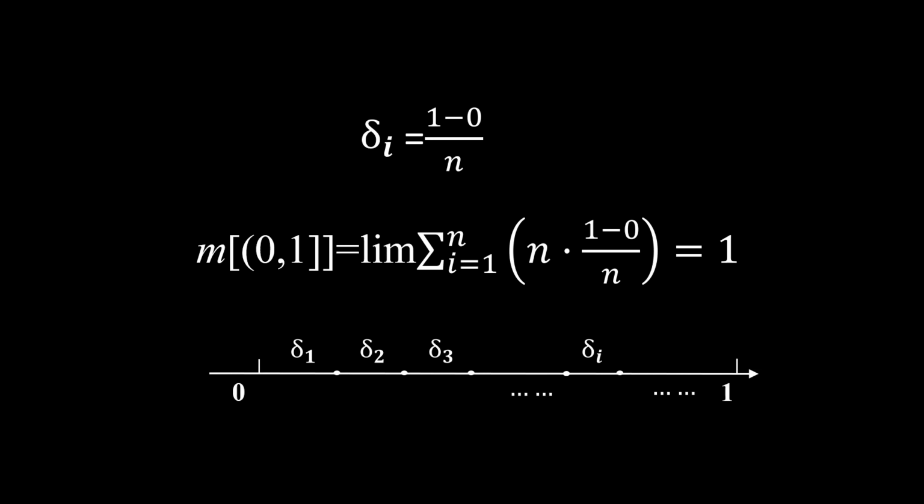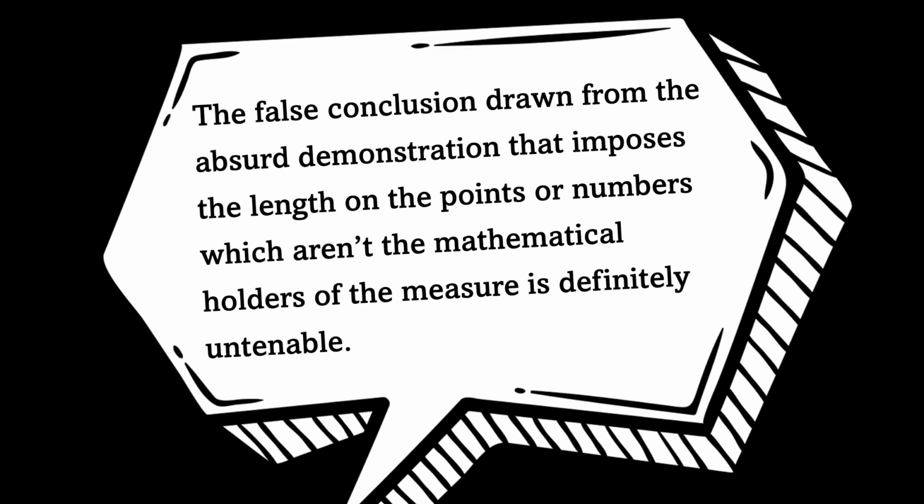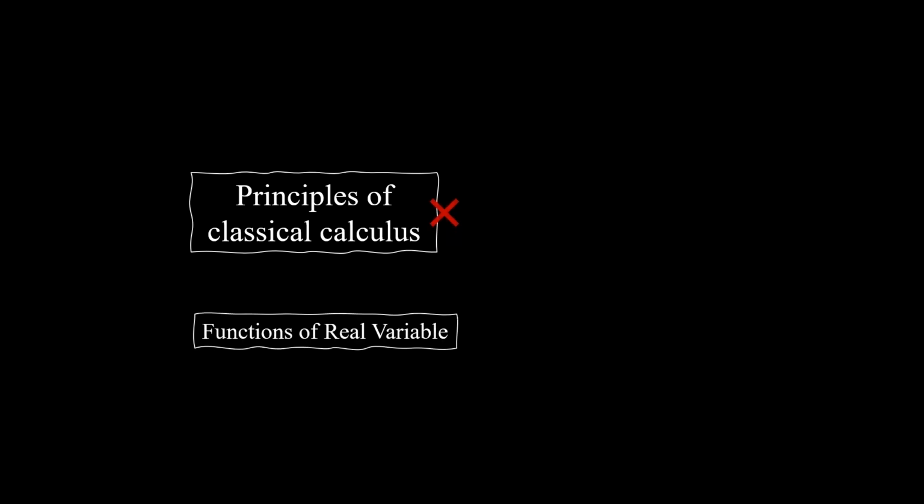The false conclusion drawn from the absurd demonstration that imposes the length on the points or numbers, which aren't the mathematical holders of the measure, is definitely untenable. Furthermore, the theory of functions of real variables changes the right things into wrong things, while demonstrating that the mistake in the classic rationale, calculus, doesn't exist through making another mistake, which contradicts the original purpose of this theory, that is to support and perfect the classic rationale for calculus.